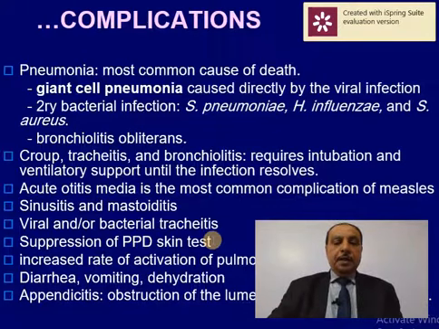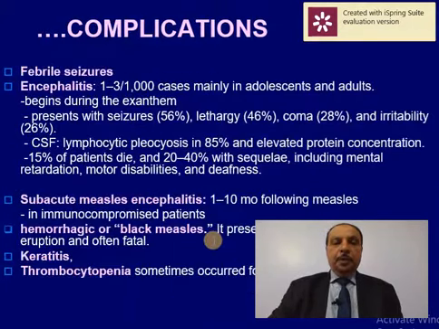Again, another relation with the tuberculosis, this measles will cause activation of pulmonary tuberculosis and even cavitation. Another side effect like diarrhea, vomiting, dehydration, and again appendicitis, as we mentioned, because of obstruction of the lumen by the lymphoid hyperplasia. More complications like the febrile convulsions when the fever is very high. Encephalitis is the most important after the pneumonia.